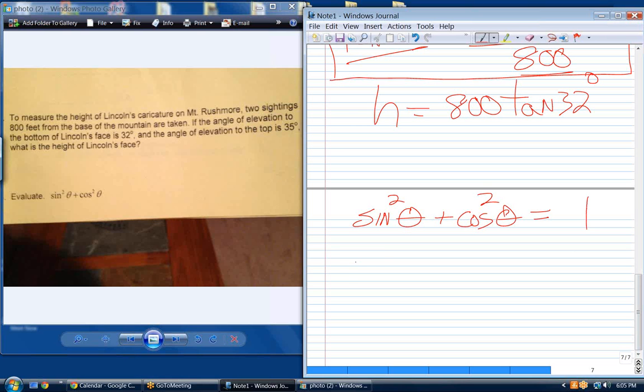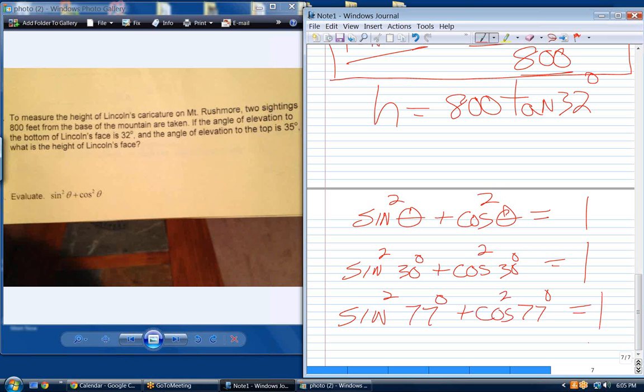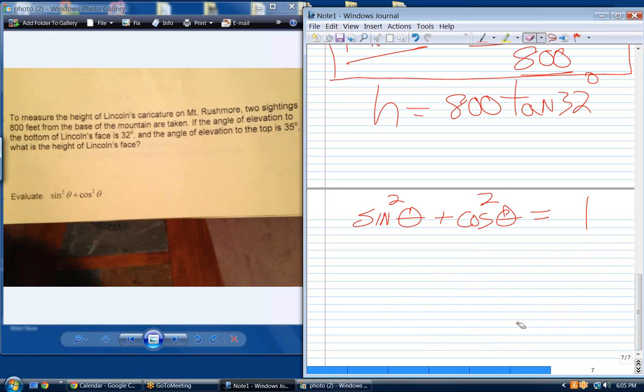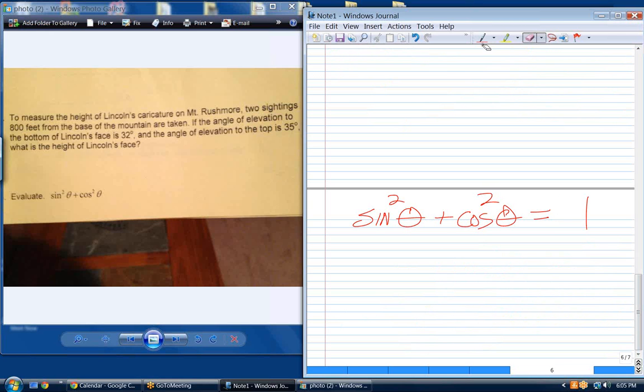In other words, I could say the sine squared of 30 degrees plus the cosine squared of 30 degrees equals 1. I could also say the sine squared of 77 degrees plus the cosine squared of 77 degrees equals 1 also. So that identity right there, you want to memorize that. When you take trig, there's one more you'll want to memorize. But for now, that's all you need to know.